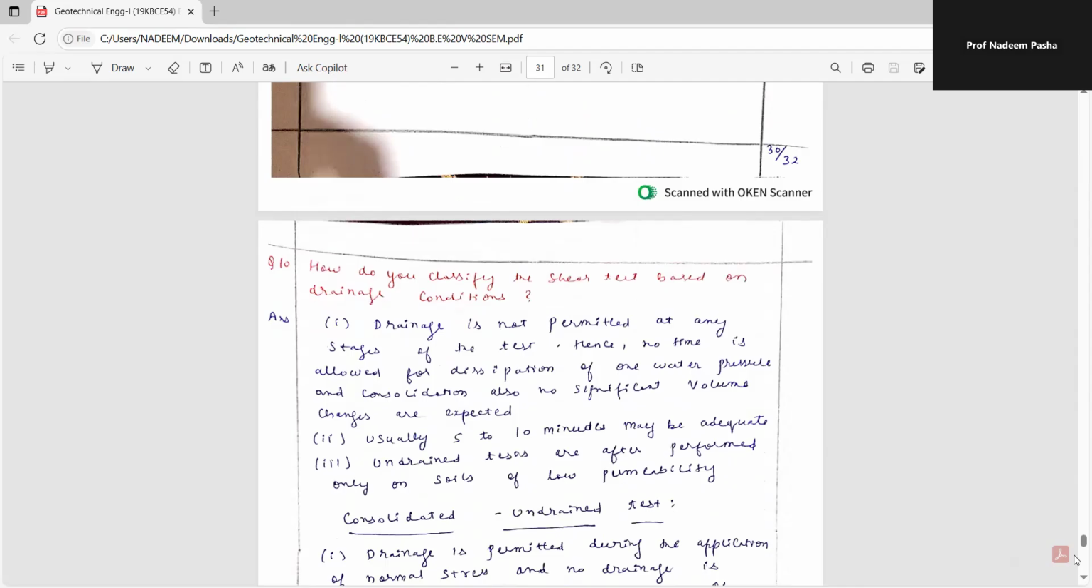In the undrained test, drainage is not permitted at any stage of the test, hence no time is allowed for dissipation of pore water pressure and consolidation. No significant volume changes are expected. Usually 5 to 10 minutes may be adequate. Undrained tests are often performed only on soils of low permeability.